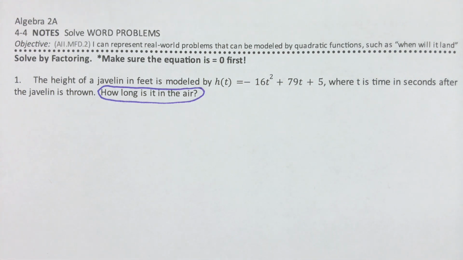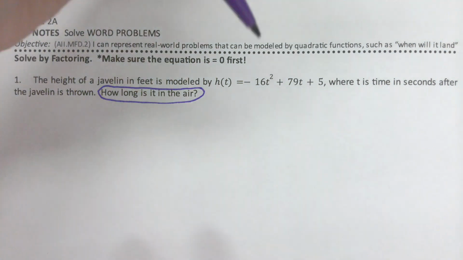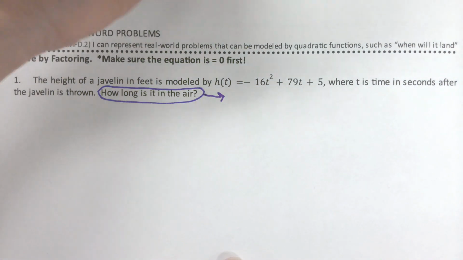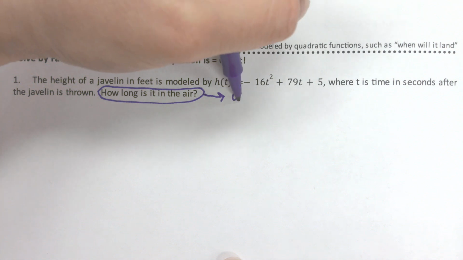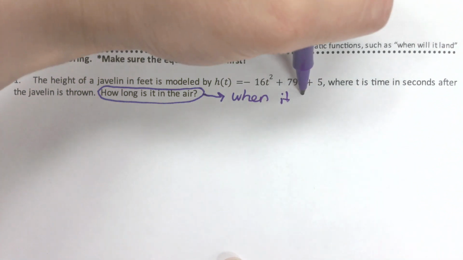Now let's think about this. We have a javelin, we're throwing it. The question we're answering is, how long is it in the air? When do we know that the javelin is no longer in the air? How do we know that it will no longer be in the air? When is that? If we throw an item, how will we know if it's no longer in the air? When it hits the ground.